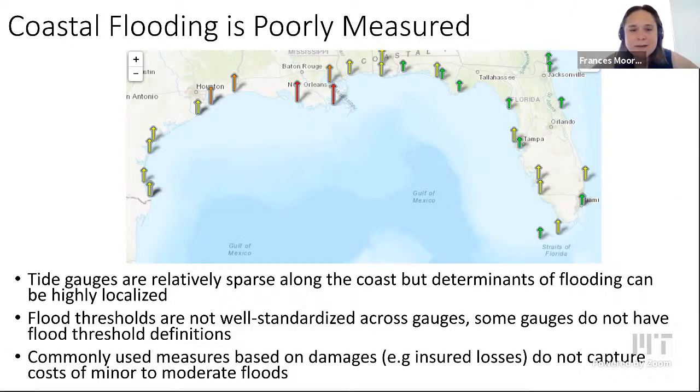Other commonly used measures of flooding, which focus on damages, things like insured losses, are not going to capture these effects of moderate to minor flooding, right? So if we're thinking about these disruptions, delays, effects on people's behavior, avoidance behavior that are widespread, but not necessarily acute and not necessarily monetary in nature, these measures are not going to be able to capture those effects.